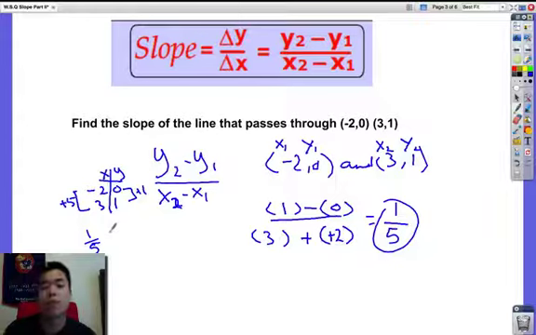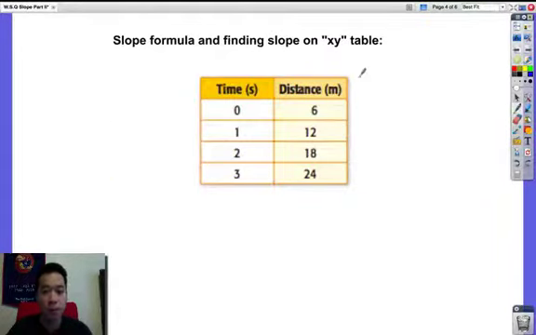You don't necessarily have to use the slope formula. I like to use it because the more you use the formula, the quicker you're going to be at it, and you don't need to go back to the t-table or the graph. Using the slope formula on the table, same thing.